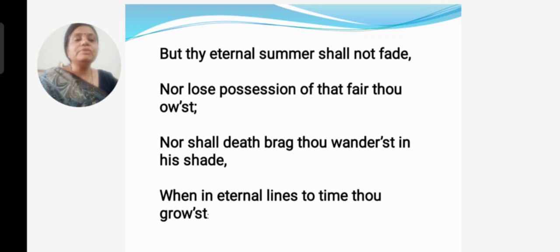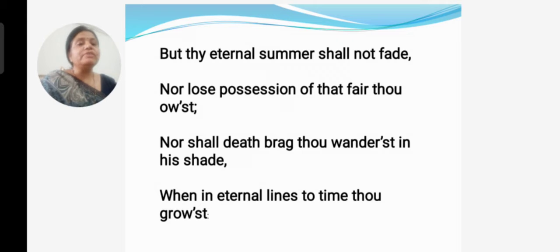Now, your beauty will grow with time, it will not decline with time. It is a universal phenomenon that generally beauty, youth, strength, they all decline with time. But here he says, your beauty will grow with time. How will it grow? When in eternal lines. He is talking of his own poetry. He says that I have locked the beauty of the fair youth in my poems. Now he is so sure that his poems will be eternal.